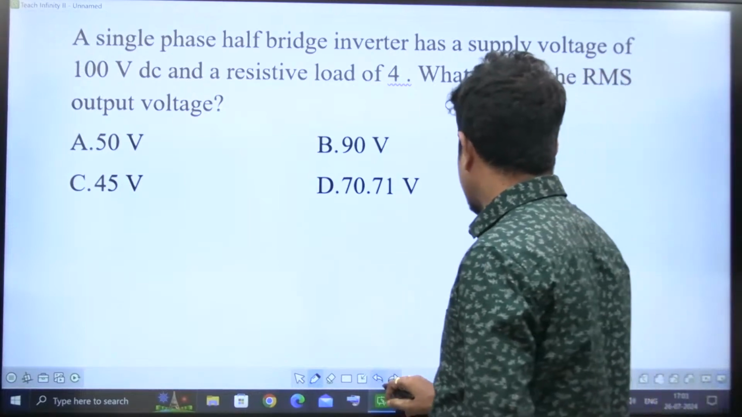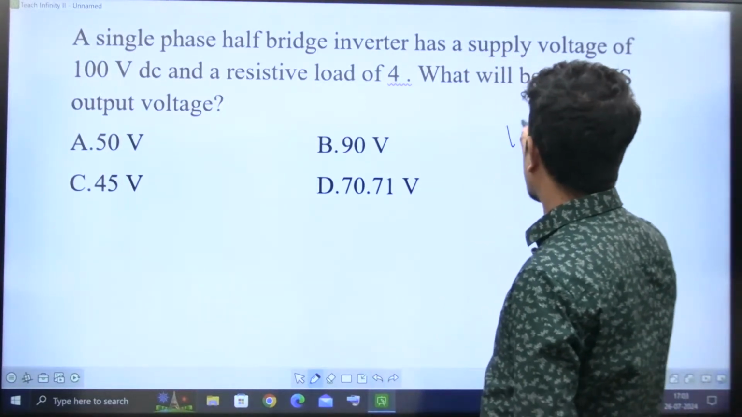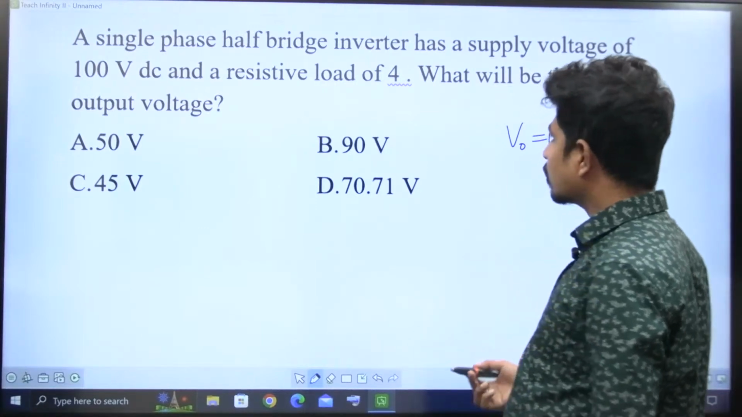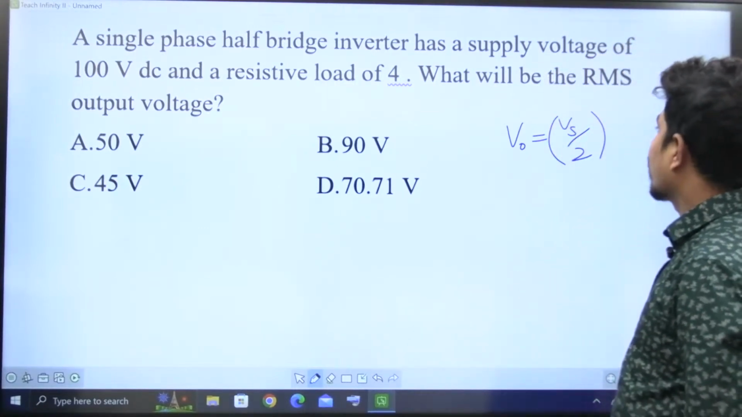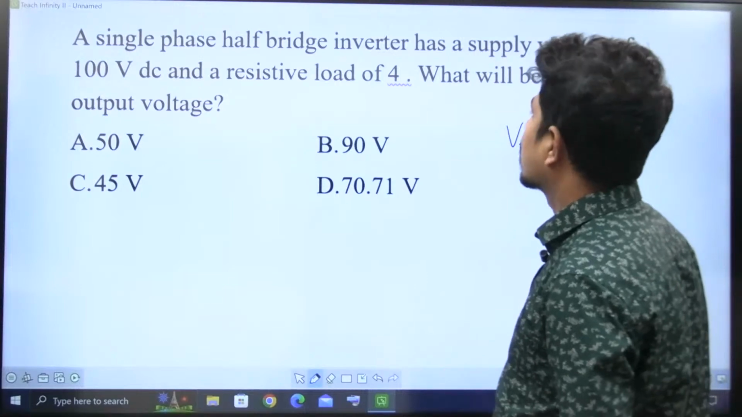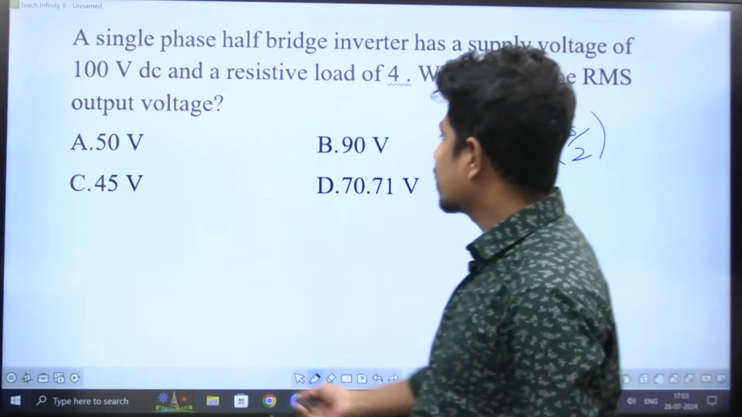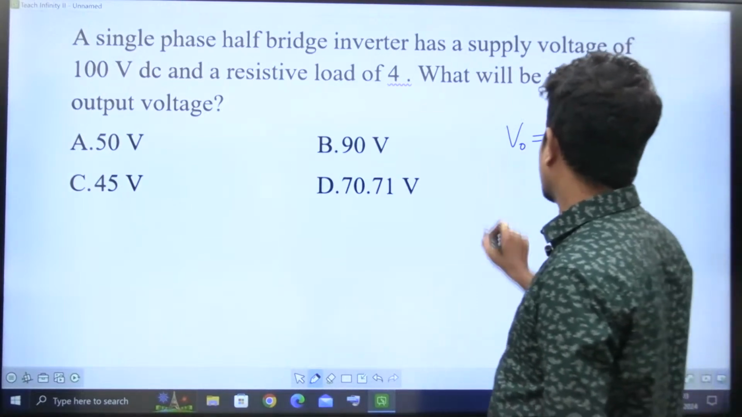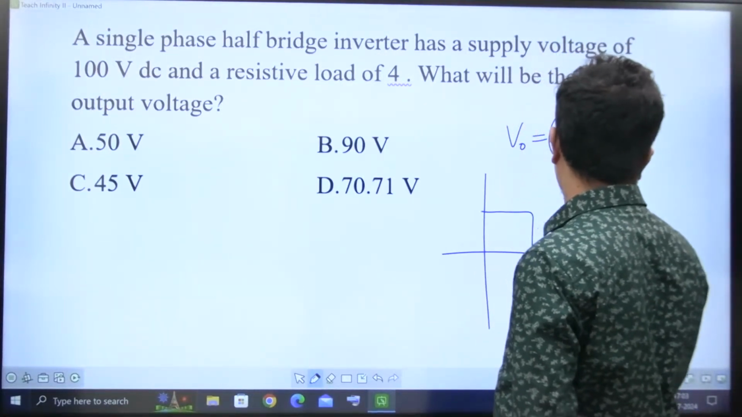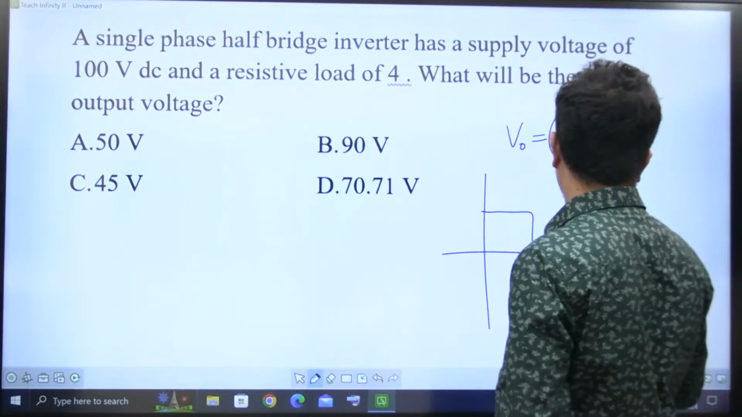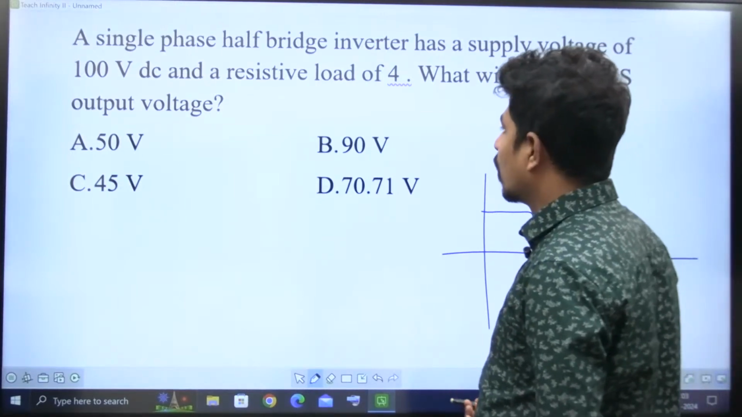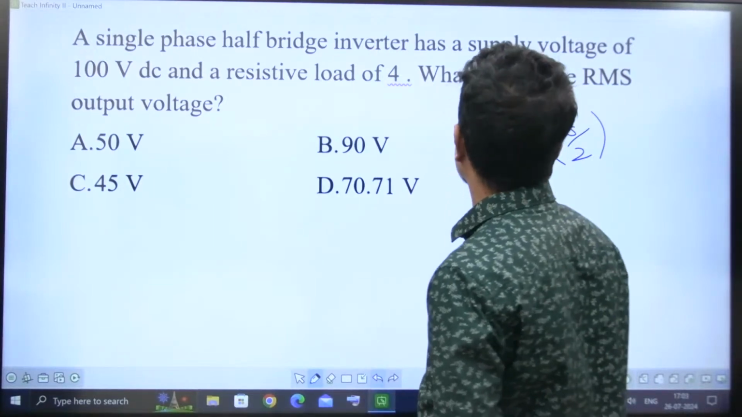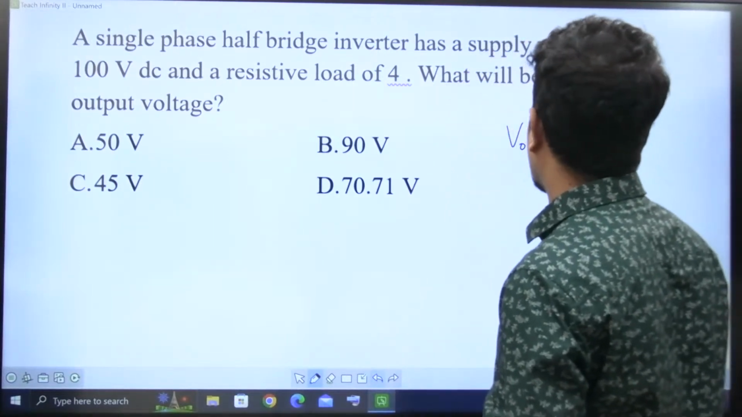So single phase half bridge inverter means output voltage V0 is equal to Vs by 2. You get Vs by 2. Okay, you have to take Vrms. He's saying Vs by 2, this way you're going to get half bridge inverter. But he's asking about the RMS value of the output voltage.